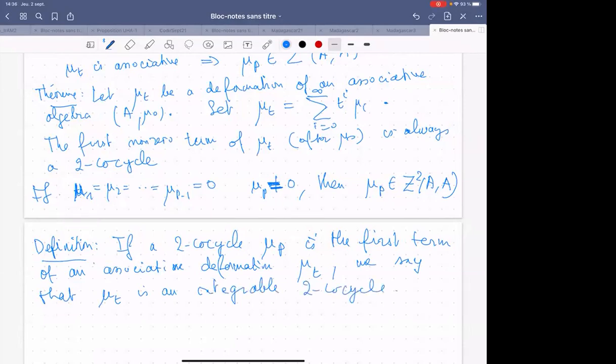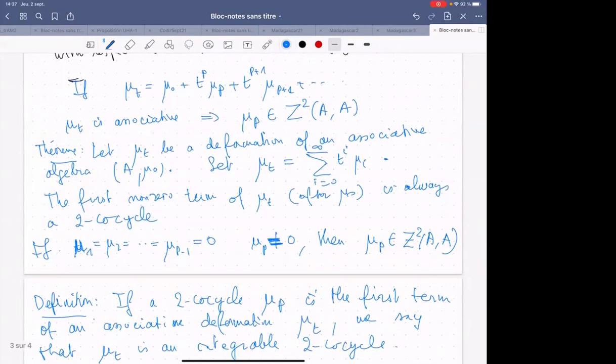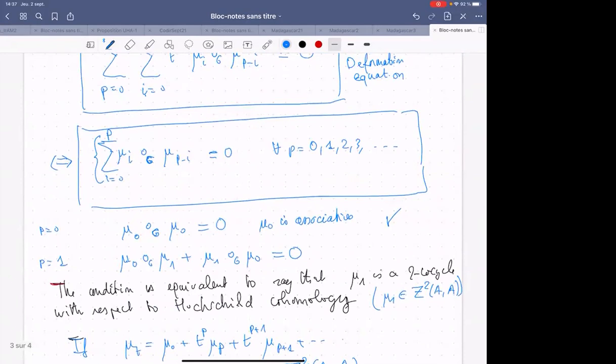Okay. Then, of course, in order to check whether this true cocycle is integrable, we should look at other conditions, and you have to come back to this main system and check what happened. For the moment, we only checked P equals 0 and P equals 1. But of course, we have to look at the other equations.